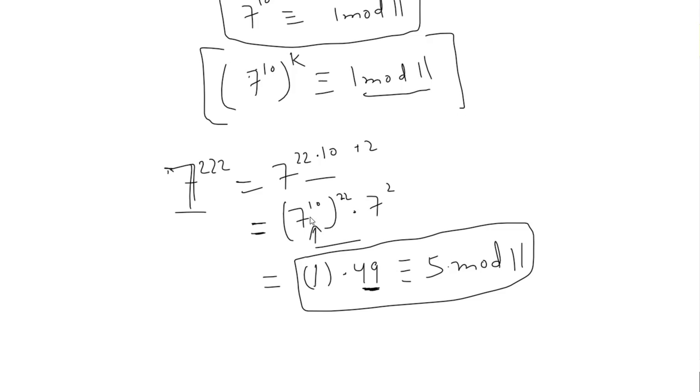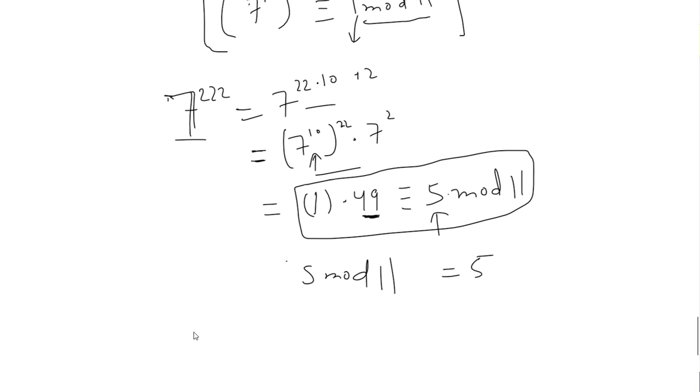1 we obtained because 7 raised to the power 10 raised to the power 22 gives us the remainder of 1. Therefore, that's why we have written 1 here. And this is equal to 49. So 49 times 1 is 49. And we know that if we divide 49 by 11, it will give us a remainder of 5. At the same time, we also know that 5 mod 11 is equal to 5. Since 5 is less than 11, this entire thing, which is 7 raised to the power 222 mod 11, is equal to 5.